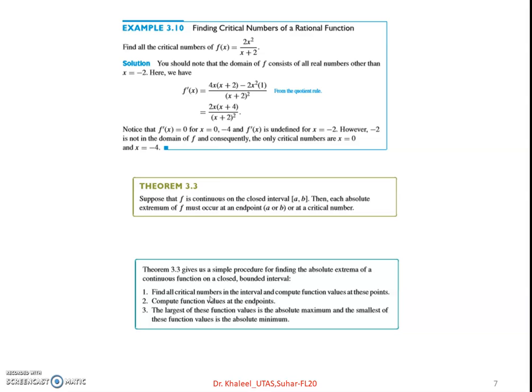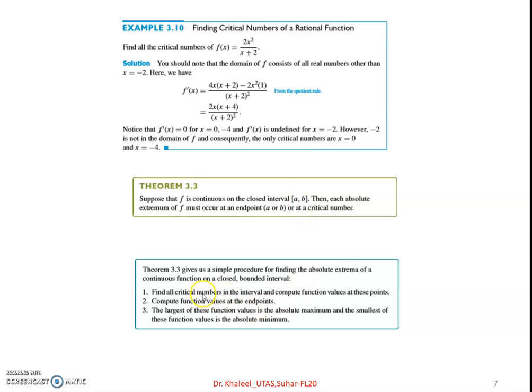Use f prime of x equal to 0 if there is no denominator, and if there is a denominator, use f prime of x not defined also. Then at that critical number, find the value of the function. Then compute the value of the function at the endpoints of the closed interval, which is given to you as a and b.